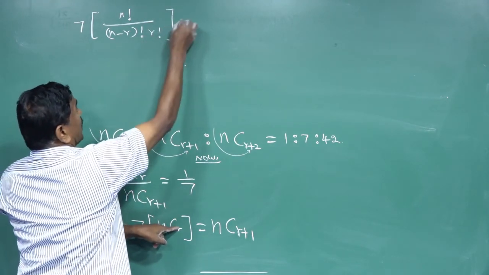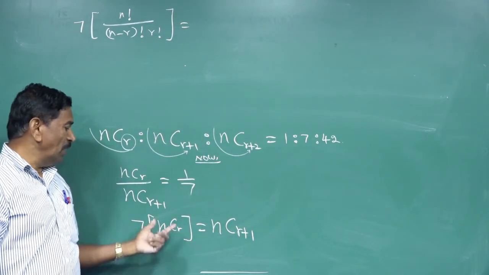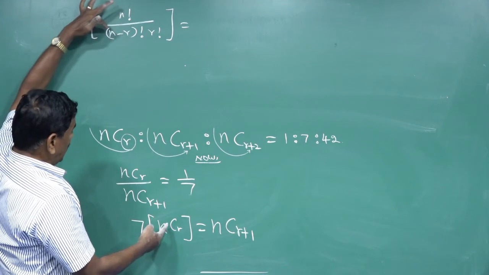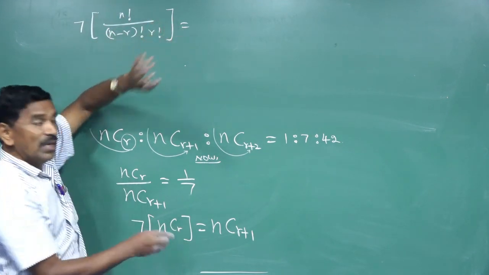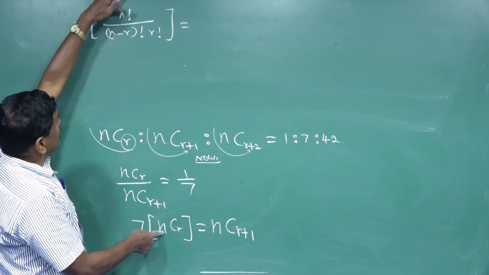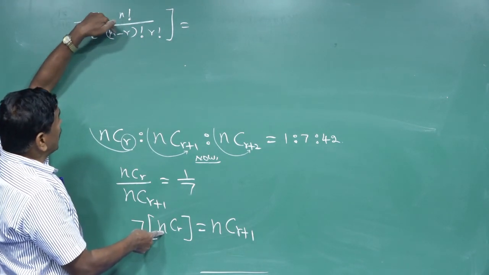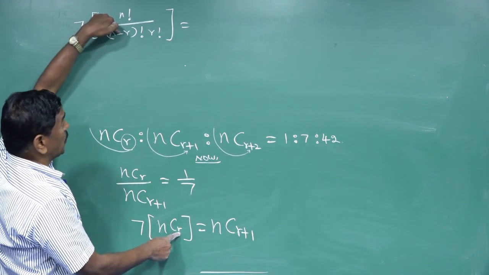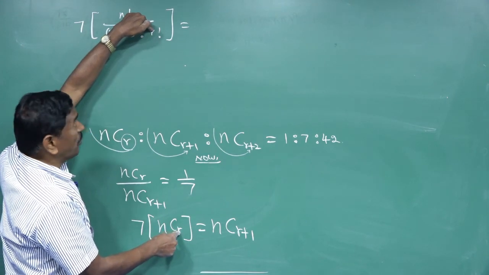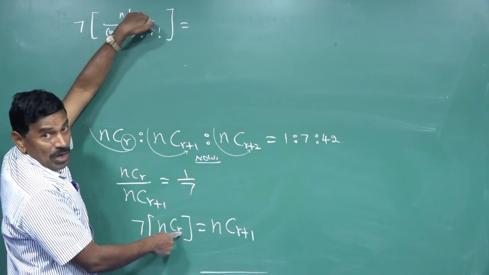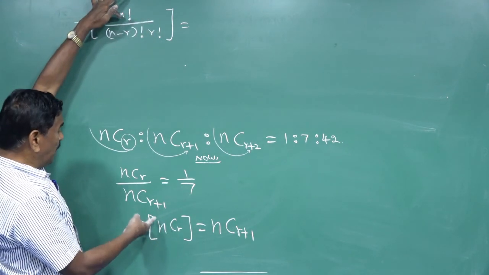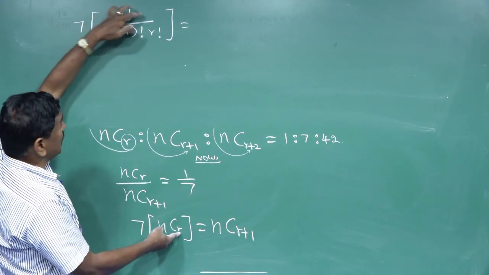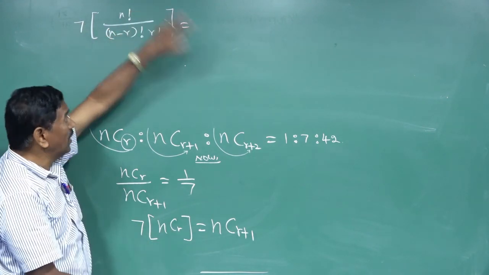This formula is already given in the beginning of the chapter, in the introduction. nCr is equal to n factorial divided by n minus r factorial into r factorial. Listen to the technique to write. Here the first number is n, so the numerator is n factorial. In the denominator, first number minus suffix, so n minus r is the first factor, n minus r factorial. And the suffix r alone is one factor, r factorial.